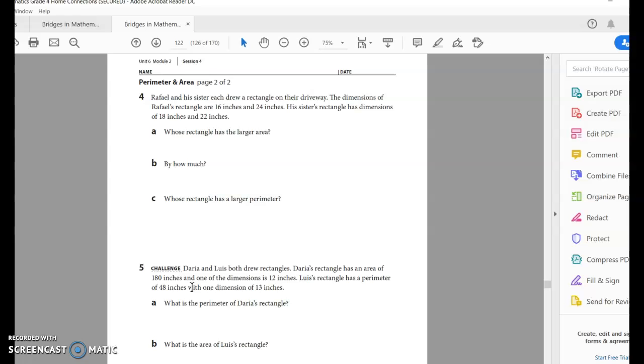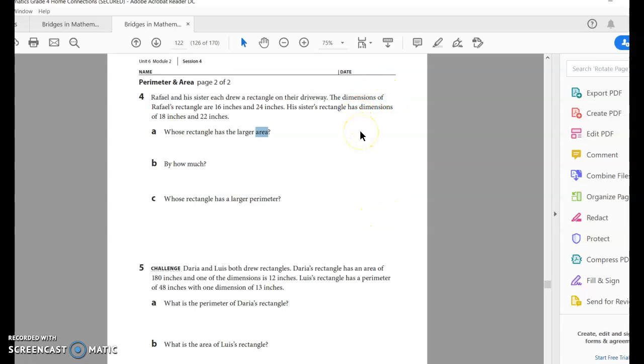Okay, page 122. Number 4. Raphael and his sister each draw a rectangle on their driveway. The dimensions of Raphael's rectangle are 16 inches and 24 inches. His sister's rectangular dimensions are 18 inches and 22 inches. First of all, for A, this is a multi-step problem. I want to know whose rectangle is larger in terms of area. Okay, so I need to see the work.